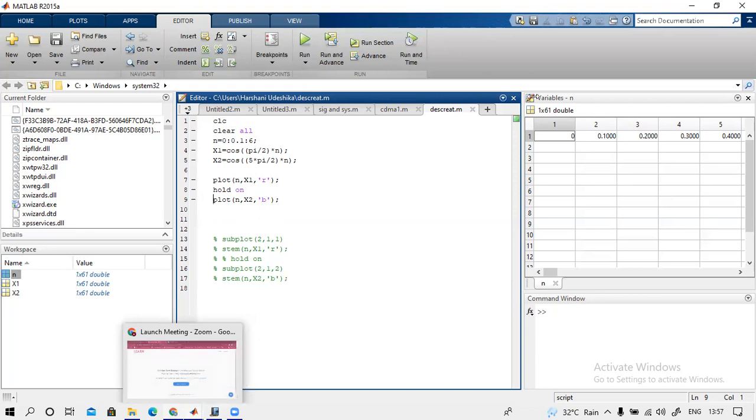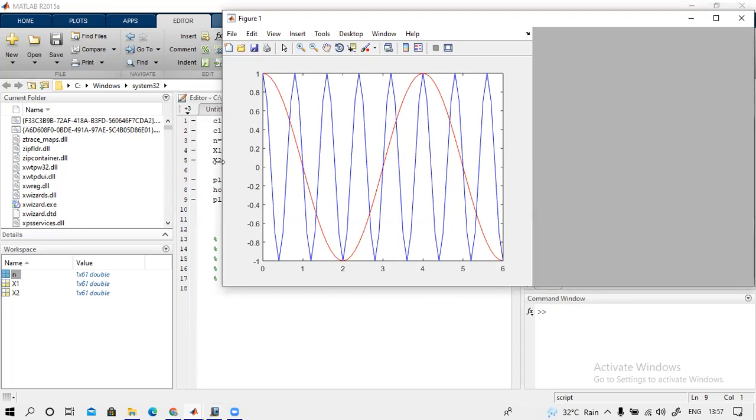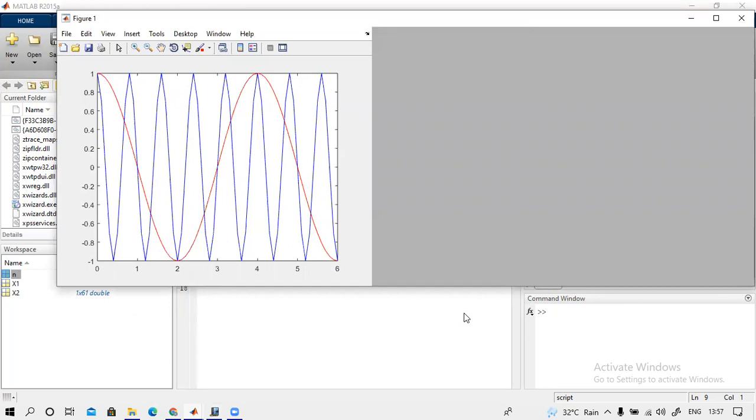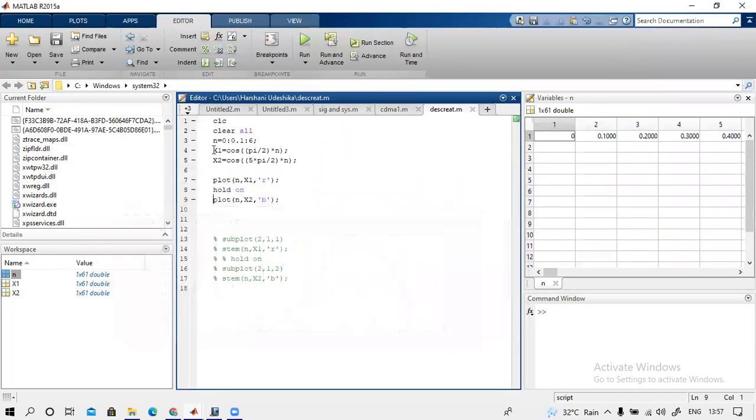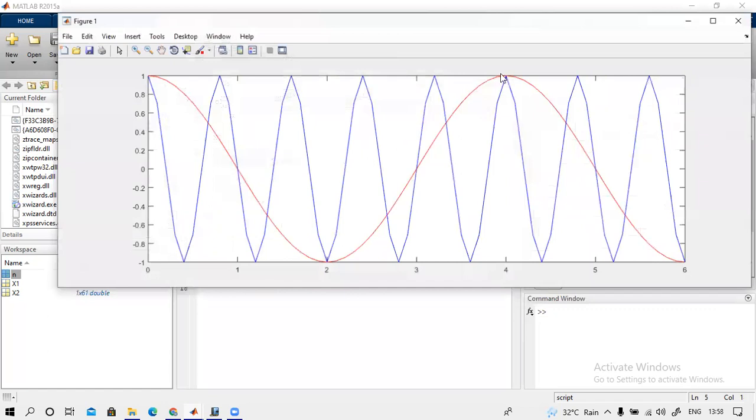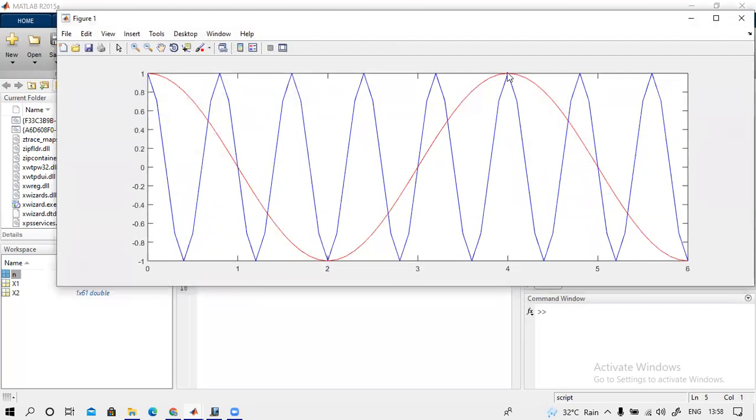Yeah, so you can see that we get this one. The red one is the low frequency signal, with frequency 5 by 2. Next to it, the blue one is the high frequency signal, and the frequency is 5 times higher. So there should be 5 cycles inside one cycle of the red signal. You can see one cycle is here. Let's see how many cycles there are.